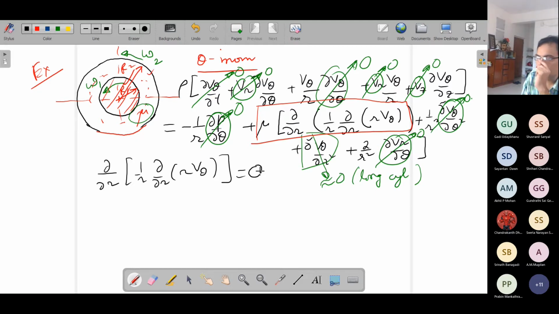So now when this is equal to 0, we have to keep in mind that v theta is a function of what? V theta could be a function of r, theta and z. Out of that, it is not a function of z because of the long cylinder. It is not a function of theta because of the theta symmetry. And therefore, v theta is a function of r only. And in this equation, accordingly, we can replace this with the ordinary derivative.